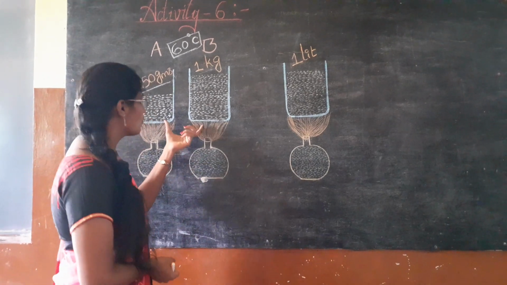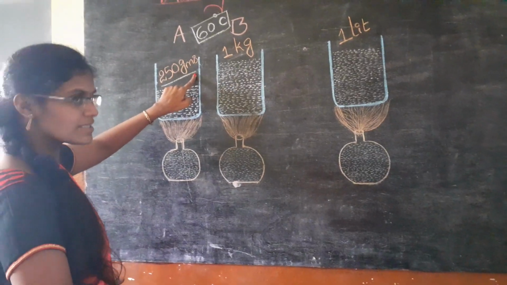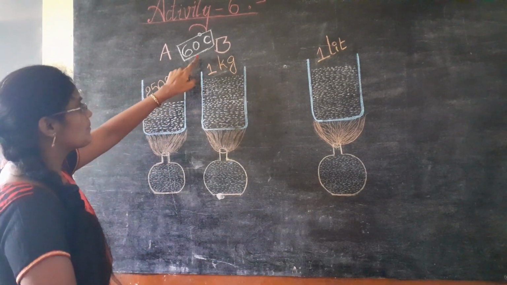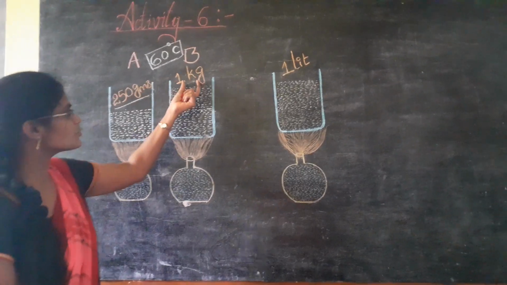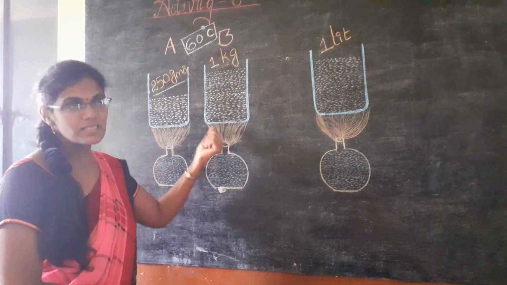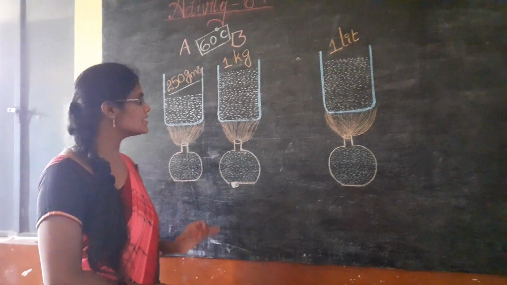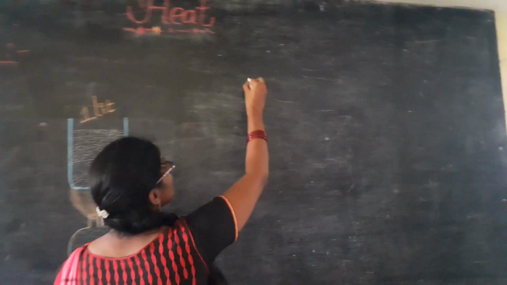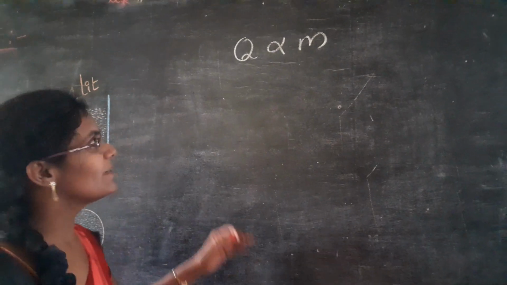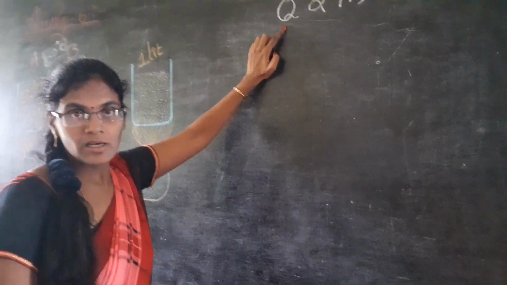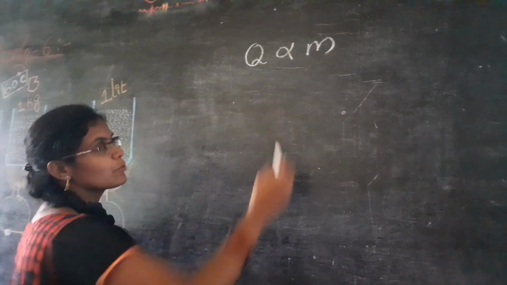Okay, so by this what are we understanding now? A substance which contains less mass needs very little heat to reach one particular temperature. A substance which contains more mass needs more heat to reach the same temperature. So by this, what did we understand? Q is directly proportional to M. Here Q represents heat, M is for mass. So Q is directly proportional to M.